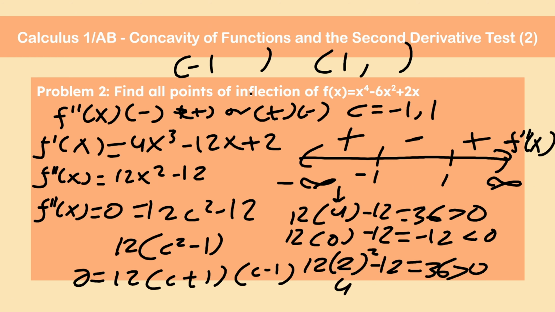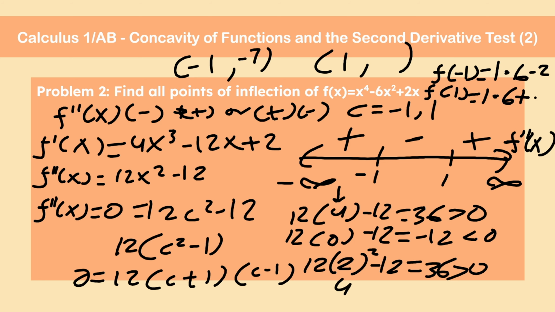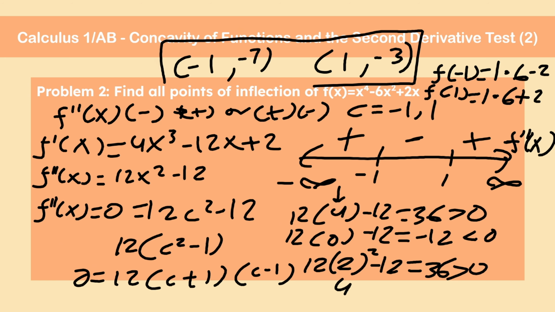But now we're going to find the y value. So we just plug in f of negative 1. F of negative 1 will be equal to 1 minus 6 minus 2. So now we have negative 8 plus 1, which is just negative 7. And now we're going to do the same thing for positive 1. So f of 1 is equal to 1 minus 6 plus 2. And that's 3 minus 6, so that's negative 3. And these are our 2 points of inflection.